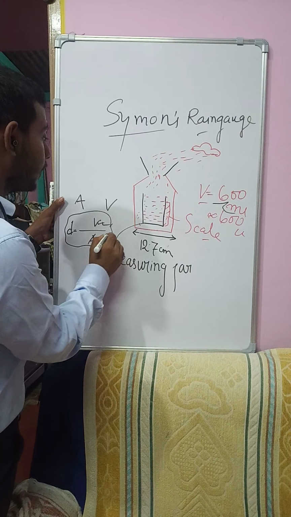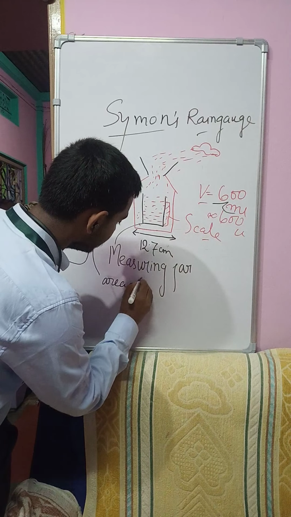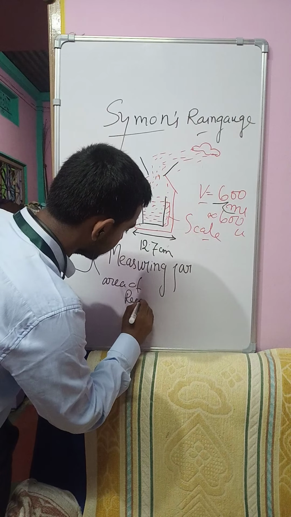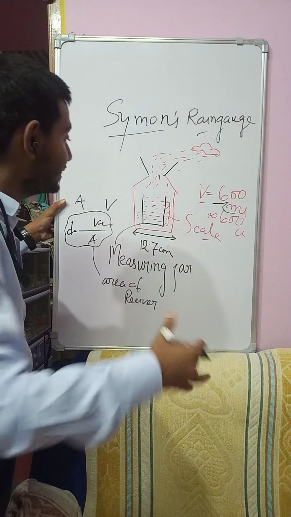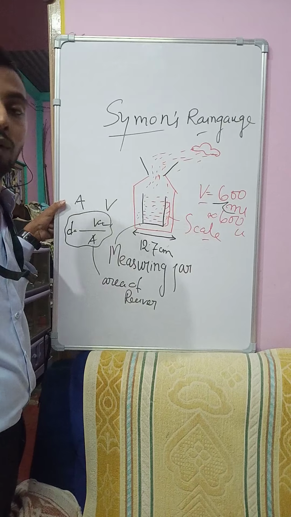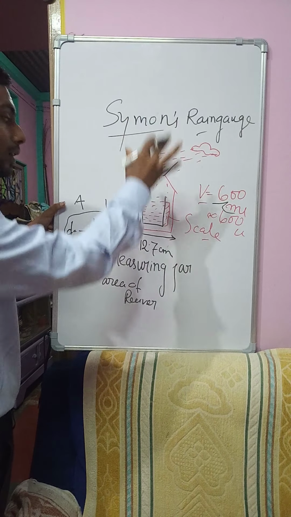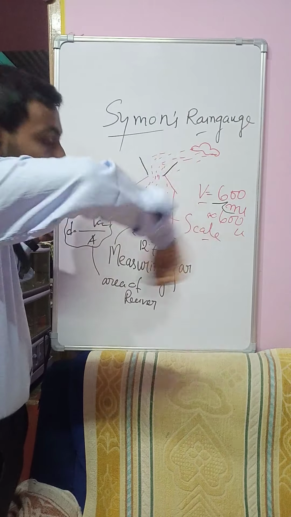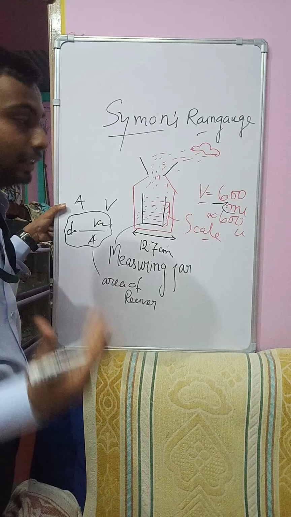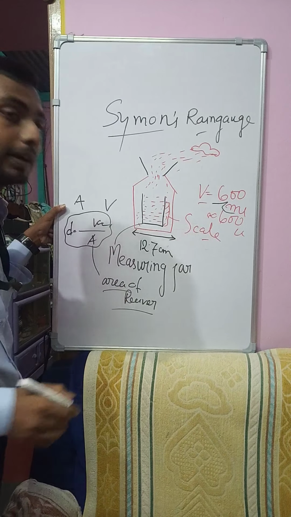The area of the measuring jar. Here, the area of the receiver or measuring jar. I will not take the area of the whole cylindrical vessel. Why? Because I have mentioned earlier that the rainwater is stored or collected within the measuring jar, not the whole cylindrical vessel. That means I will consider only the area of the receiver. That's my point of view.